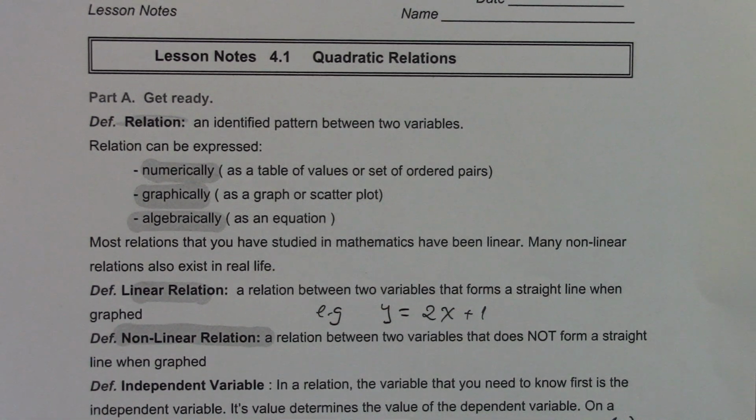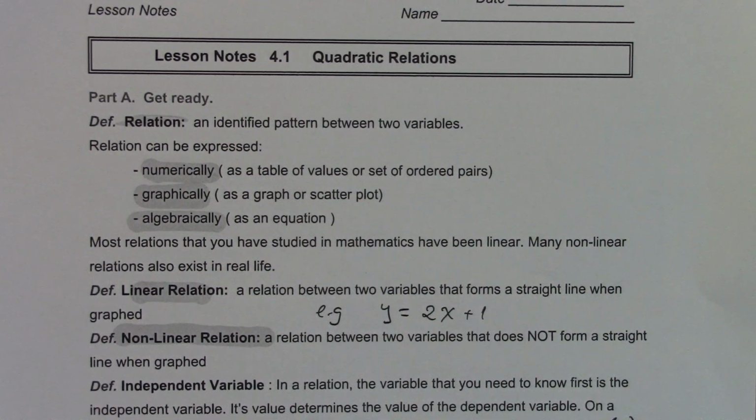Okay, so the definition of a relation is an identified pattern between two variables. A relation can be expressed in three different ways: numerically, like in a table of values, graphically, on a graph, and then algebraically, as in an equation. Most relations that you have studied in mathematics so far have been linear. Many nonlinear relations also exist in real life.